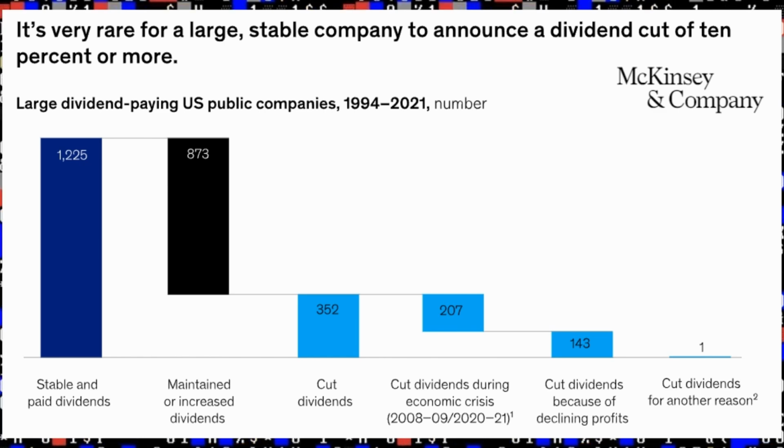The companies that don't have an economic moat, bad finances, declining growth, sure, they cut their dividends. But in the past 27 years, what you see on your screen right now, according to a study done by McKinsey, 71% of dividend stocks maintained their dividends through the good and the bad times. That's over 870 companies in the past 27 years.